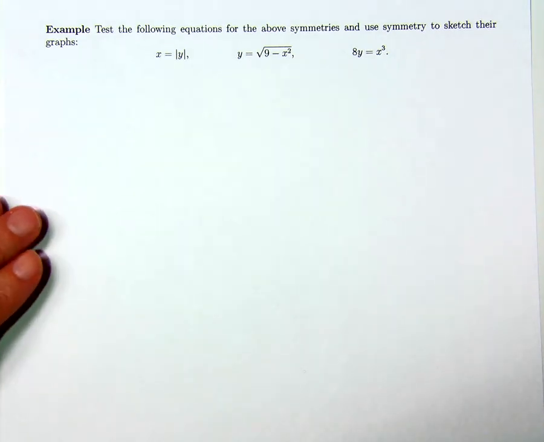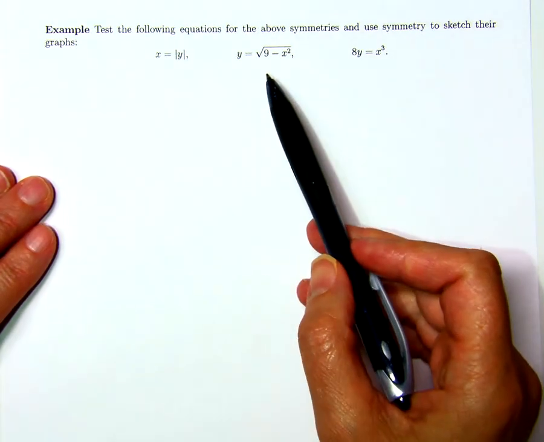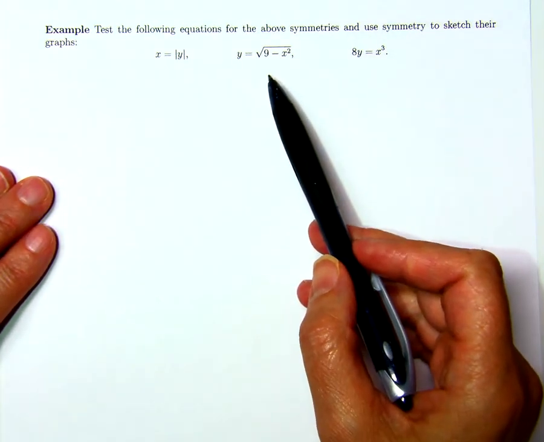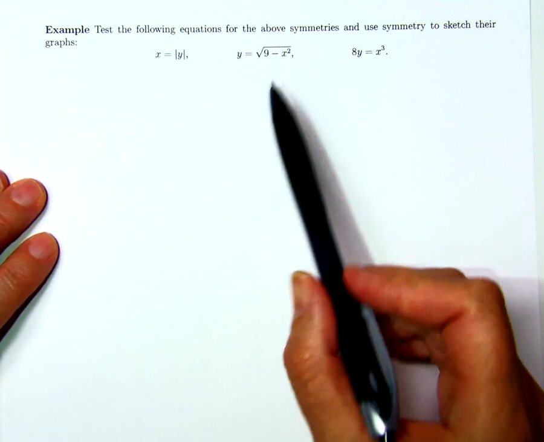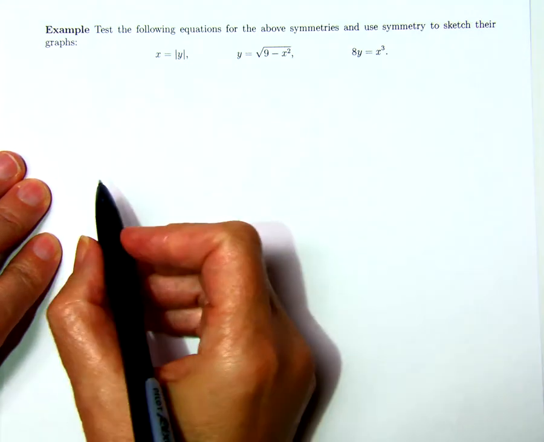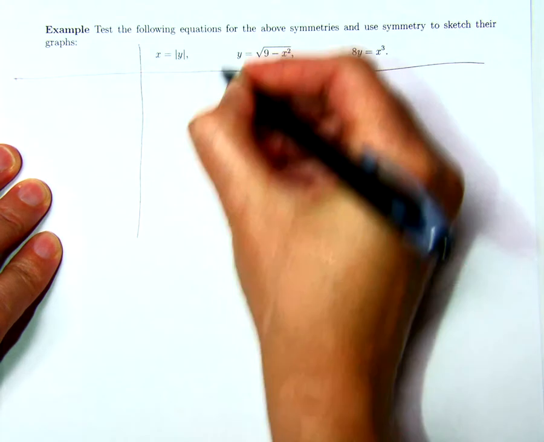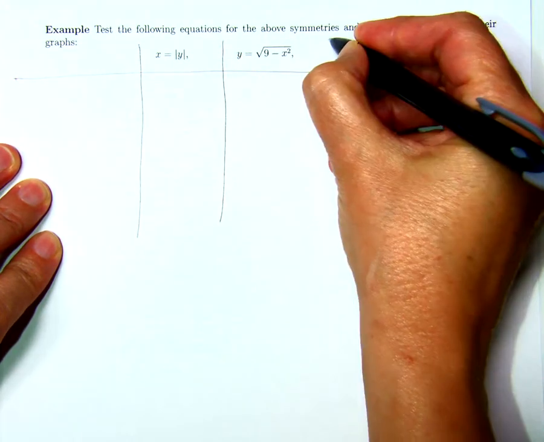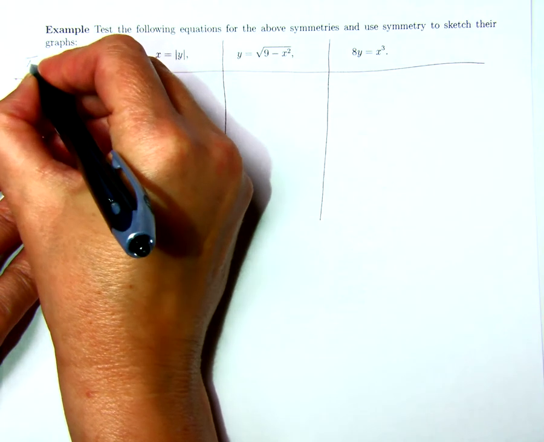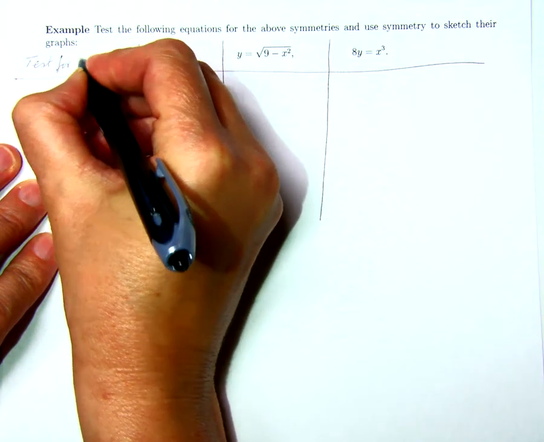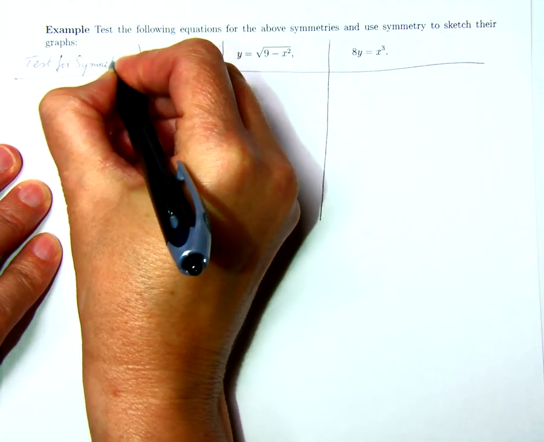Let's use our test to test the following equations for symmetry with respect to the axes and the origin, and see if we can reduce the amount of work involved in graphing these equations. So let's run all of the tests together. We can make our own table here. And we're going to test for the different types of symmetries.